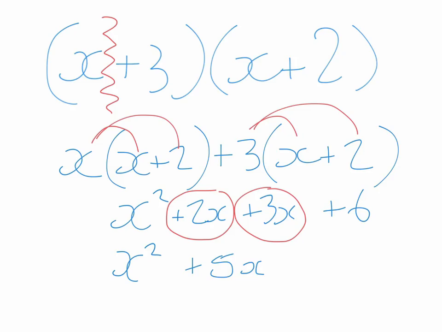And then we have our plus 6, and there's no other numbers, so we just write down plus 6. Now we can't simplify anymore, so our final answer in this question is x squared plus 5x plus 6. So x plus 3 multiplied by x plus 2 is x squared plus 5x plus 6.